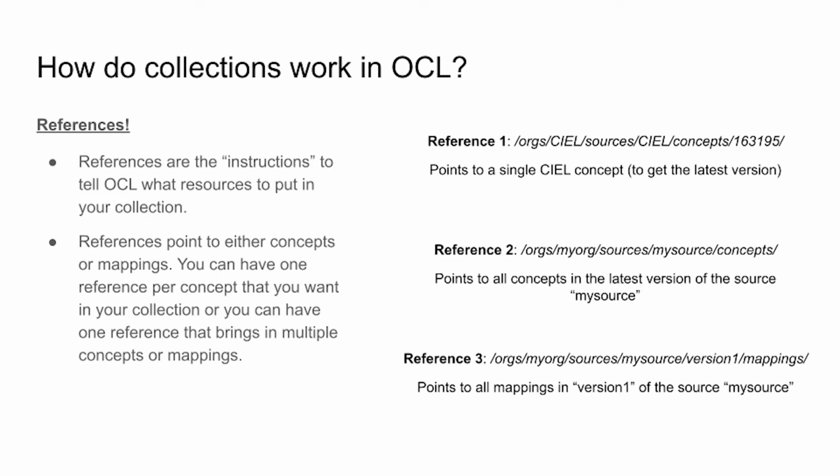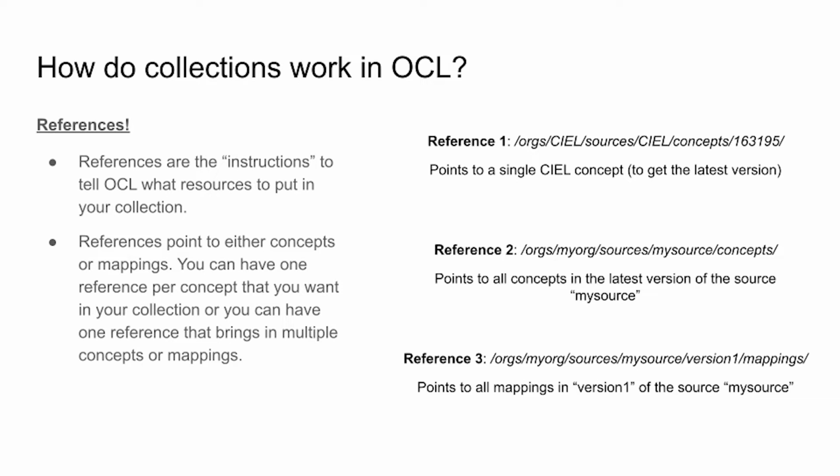Now that you know what a collection is in OCL, let's talk about how these collections work. The key to a collection is its references. References are like instructions for how OCL will add resources to your collection. They can point to concepts or to mappings, and a reference can tell OCL to pull in just one concept or multiple concepts. Let's look at our examples on the right.